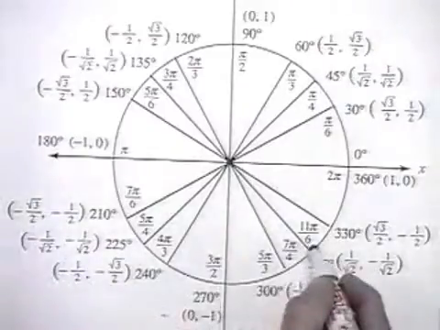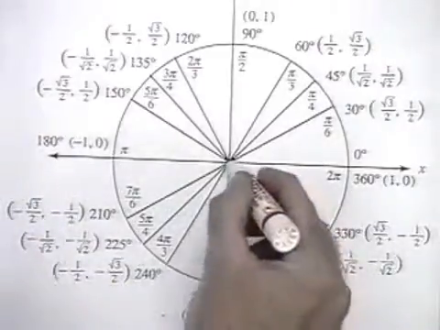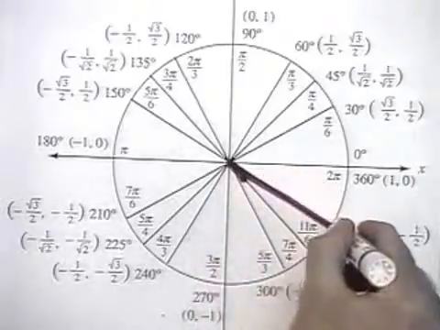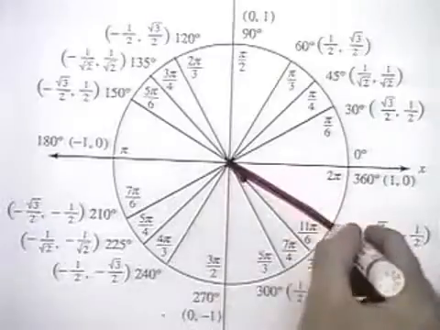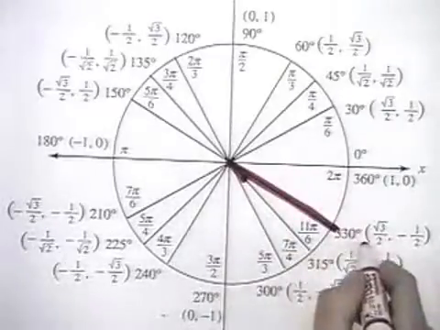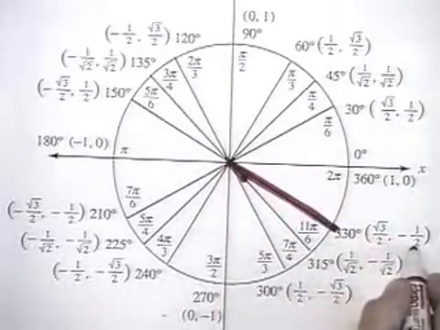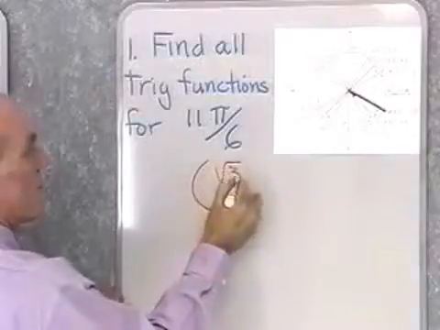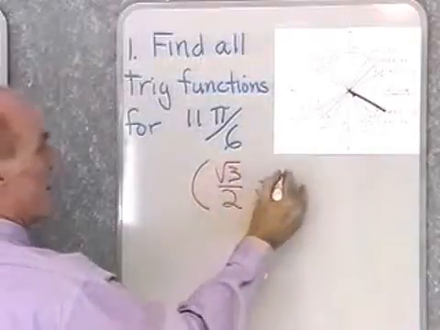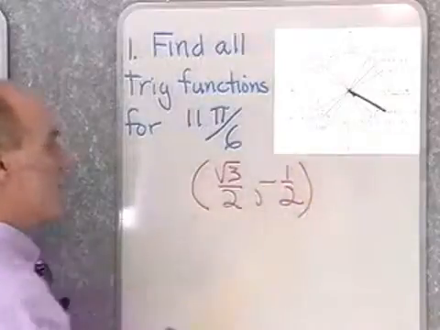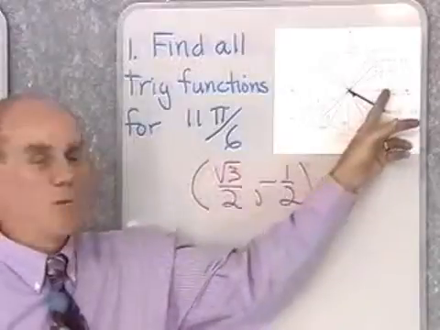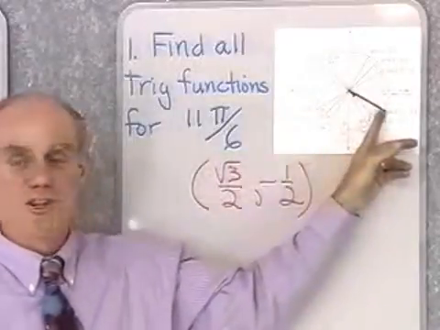Now, here's 11 pi over 6 right here. Let me just draw a line in at the terminal side of that. It's right here, 330 degrees is 11 pi over 6, and I have the ordered pair square root 3 over 2 and negative 1/2. So let me write that right here. Square root 3 over 2 and negative 1/2 is the ordered pair at 11 pi over 6 units from the point (1, 0) along the unit circle.